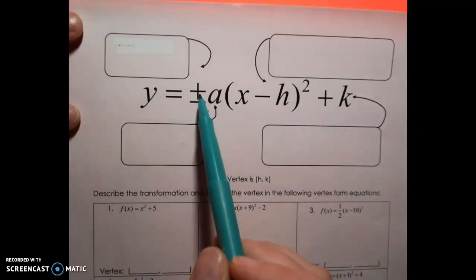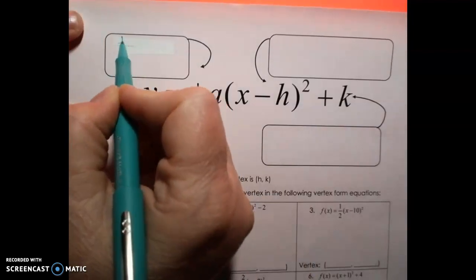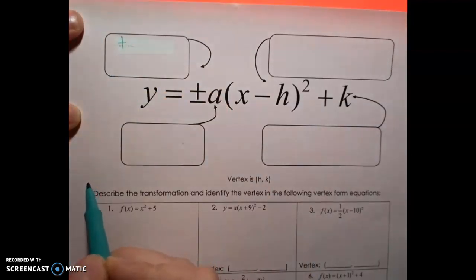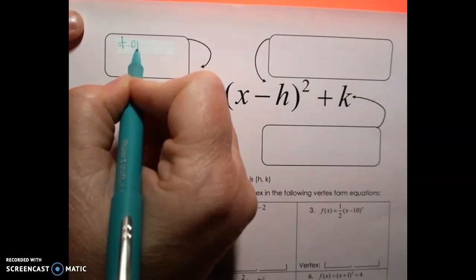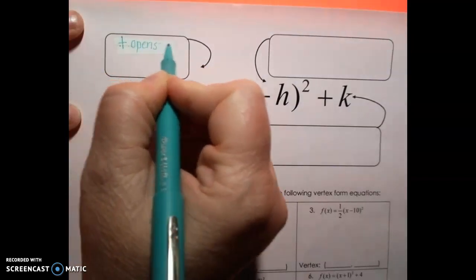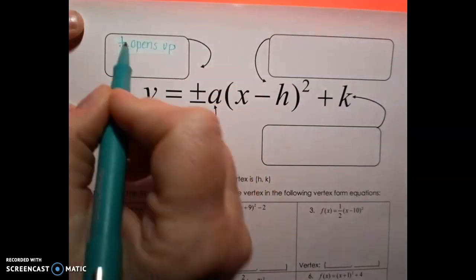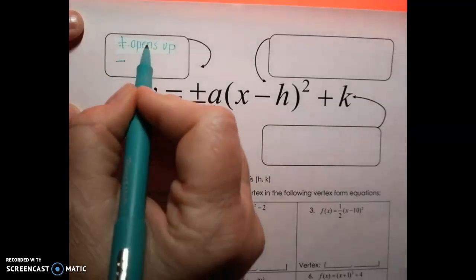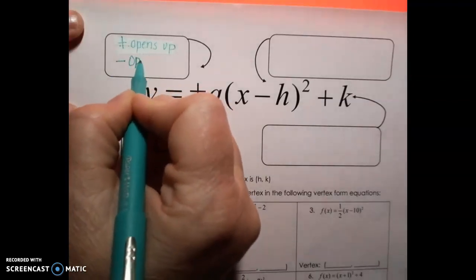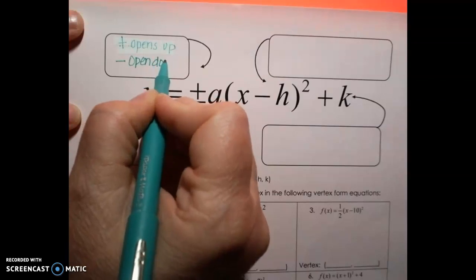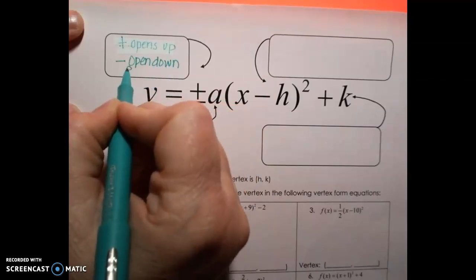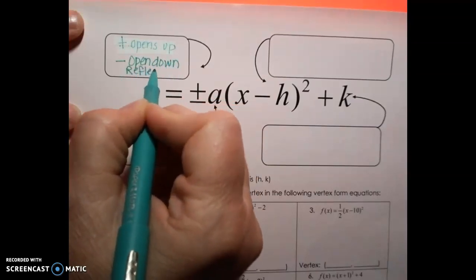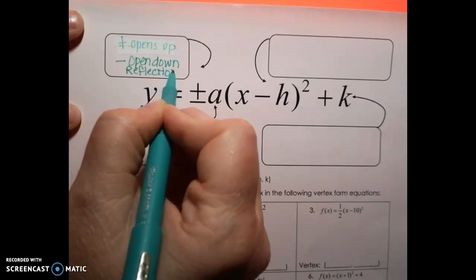So your A value, if there's a plus out front, there's really not going to be a plus. So if there's no sign, that means it's plus. That means the graph is going to be opening up. That's no transformation. But if it's negative, that means the graph is going to open down, and that means there's a reflection. So you'll want to note if there's a negative sign out front.